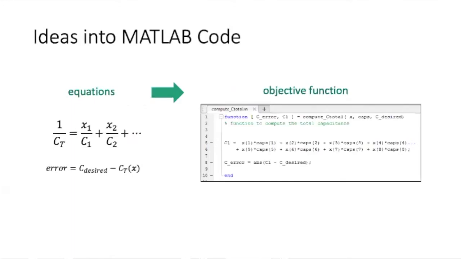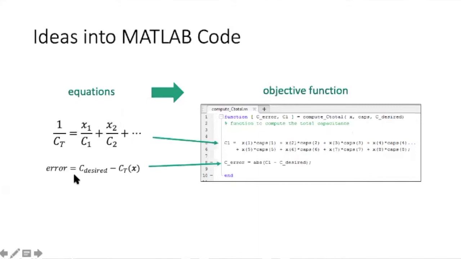So we take those equations and write an objective function, where here we are computing the total capacitance. X is a vector of how many of each of these things we have. Caps are the values of the different capacitors. And C desired is what we would hope for the capacitance to be. The first step of this objective function is to weight all of these capacitors by their values. This is essentially in code what this equation is saying.